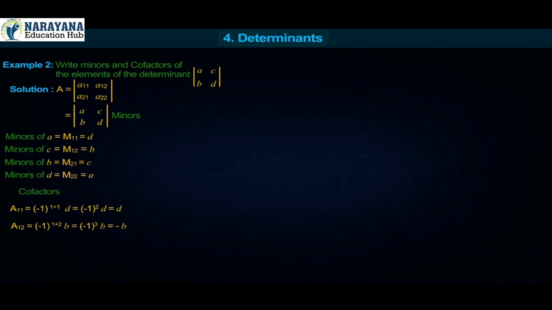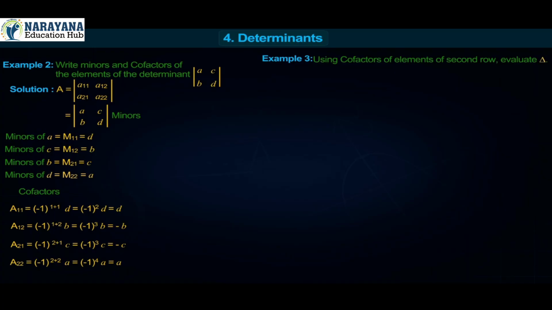A12 is equal to (minus 1) raised to 1 plus 2 into b, which is equal to (minus 1) cube into b, which is equal to minus b. A21 is equal to (minus 1) raised to 2 plus 1 into c, which is equal to (minus 1) cube into c, which is equal to minus c. A22 is equal to (minus 1) raised to 2 plus 2 into a, which is equal to (minus 1) raised to 4 into a, which is equal to a.